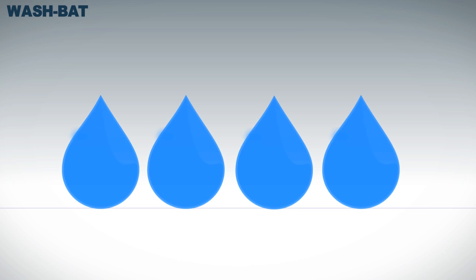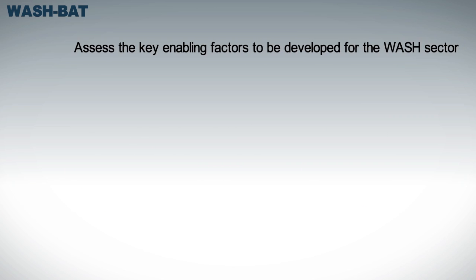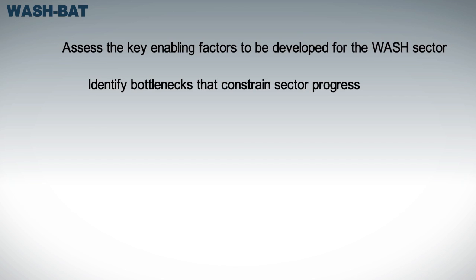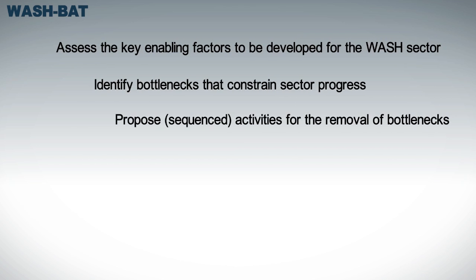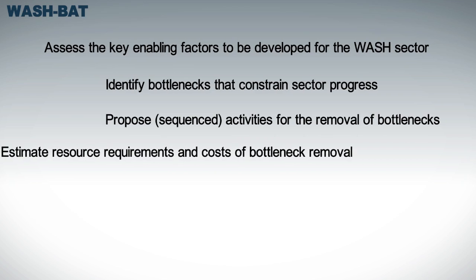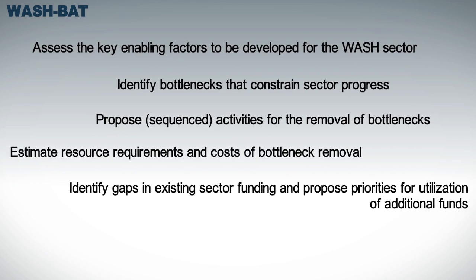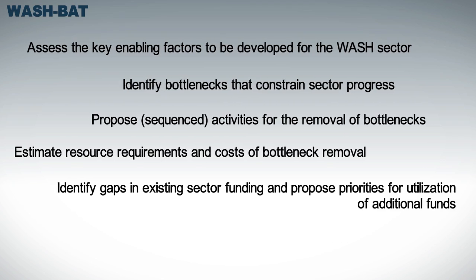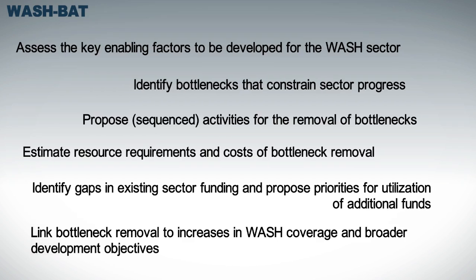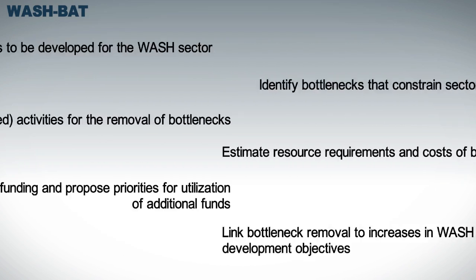The tool assists a user to assess the key enabling factors for the WASH sector to develop, identify bottlenecks that constrain sector progress, propose sequenced activities for the removal of bottlenecks, estimate resource requirements and costs of bottleneck removal, identify gaps in existing sector funding and propose priorities for utilization of additional funds, and link bottleneck removal to increases in WASH coverage and broader development objectives.